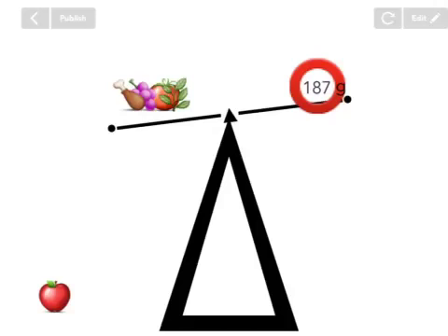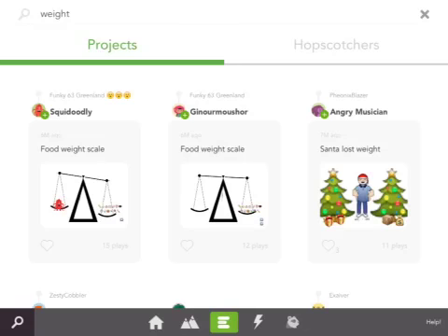We are going to create a Hopscotch program that mimics an electronic scale. When we put food on the scale, we see the weight appearing on the right-hand side. This program is inspired by the food weight scale that you can find on Hopscotch.